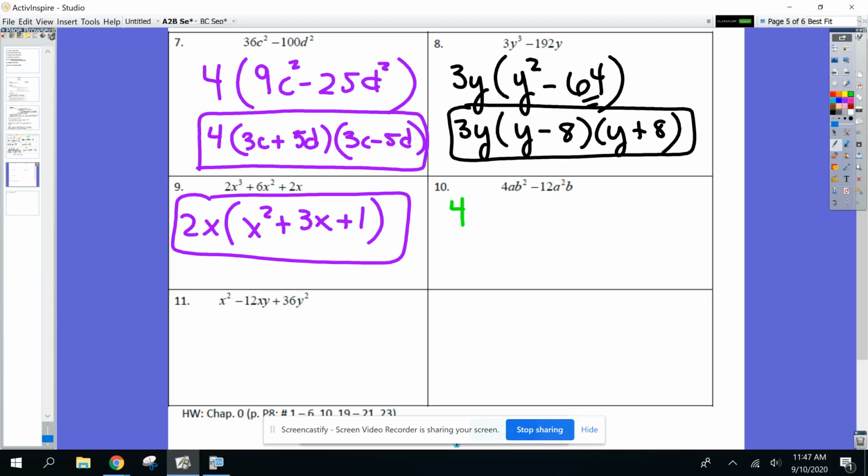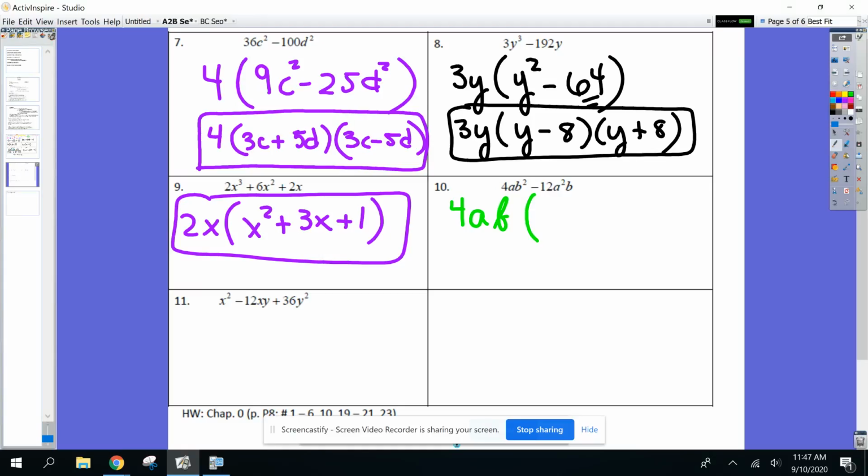Everyone, Isaiah noticed that they both have A's in them. So you take out the one with the lowest exponent, which is a to the first. And Isaiah, what else do they also have in it? B's. So I also will take out the one with the lowest exponent of the two, which is b to the first. So there's my GCF, guys: 4ab. And now, all right, let's finish it here.